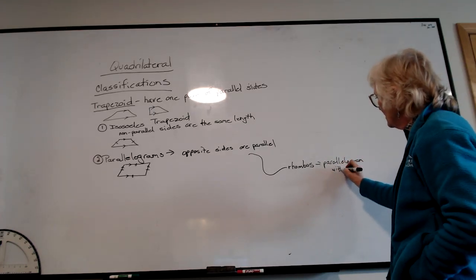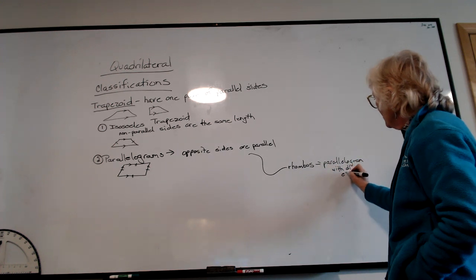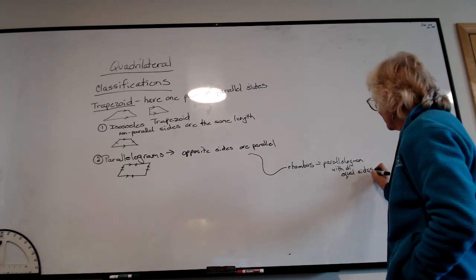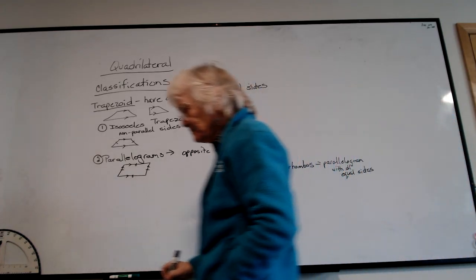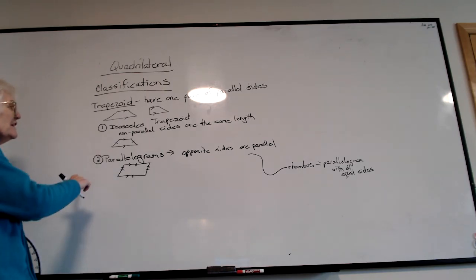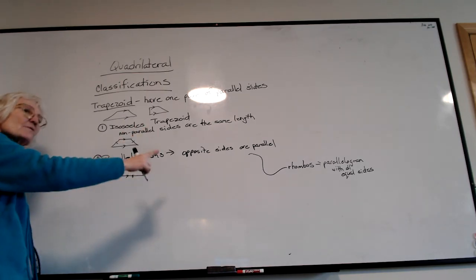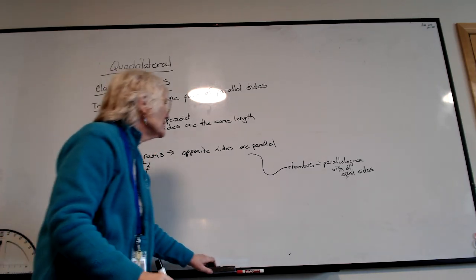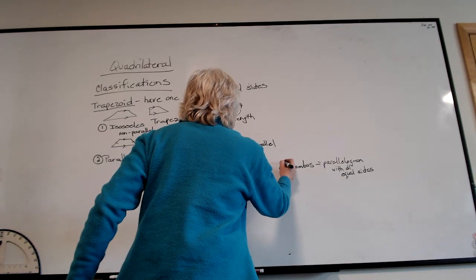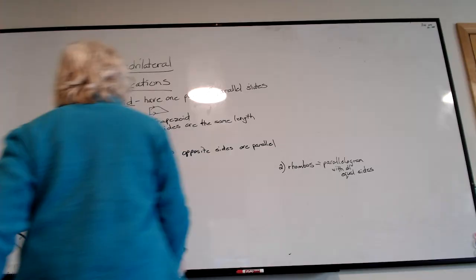With all equal sides. Now, within parallelograms, there's the rhombus. We're going to call that section 2.